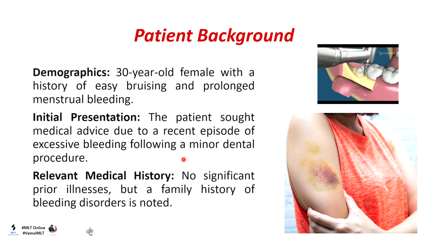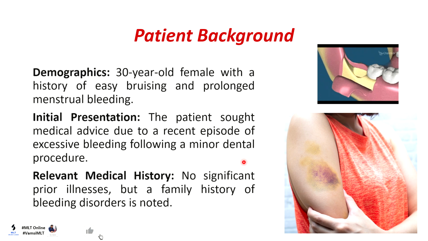So today's patient is a 30-year-old female with a history of easy bruising and prolonged menstrual bleeding. So this woman has easy bruising, that means under the skin the blood is clotting and we are able to see red rashes all over her body, and there is increased menstrual bleeding in the patient. The initial presentation: the patient sought medical advice due to a recent episode of excessive bleeding following a minor dental surgery. So recently she went for a dental surgery and she got excessive bleeding from her gums. Because of this she approached the clinic.